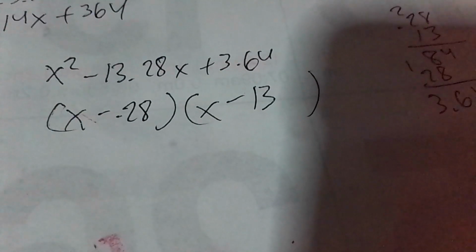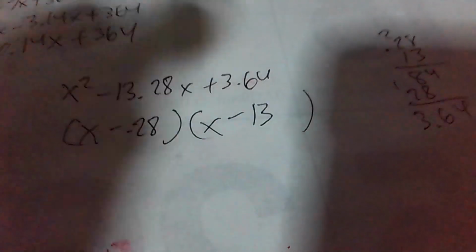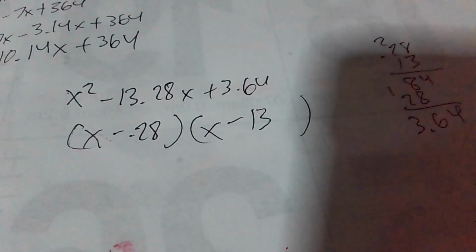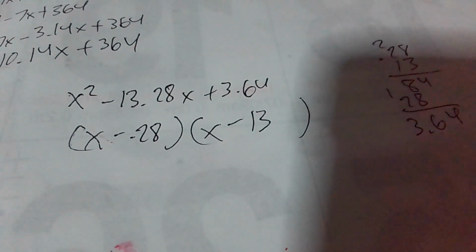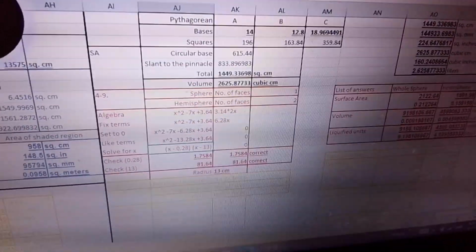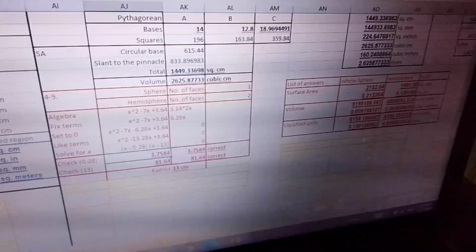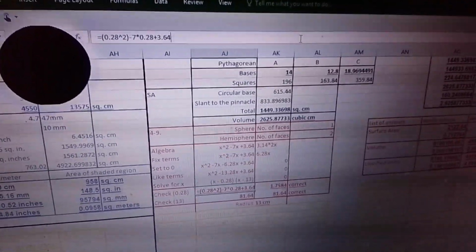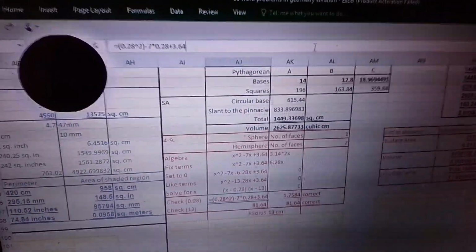So therefore, what should be our radius? Our radius can be either of the two answers. But I think, to be honest, let's use the whole number. Alright? Because we have two answers. And then after that, I try to check the solutions here. Check for 0.28. This is what I did with the solution sheet. 0.28 squared. Remember, that's x squared.